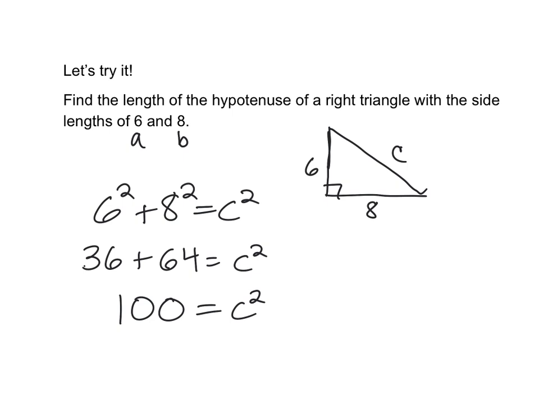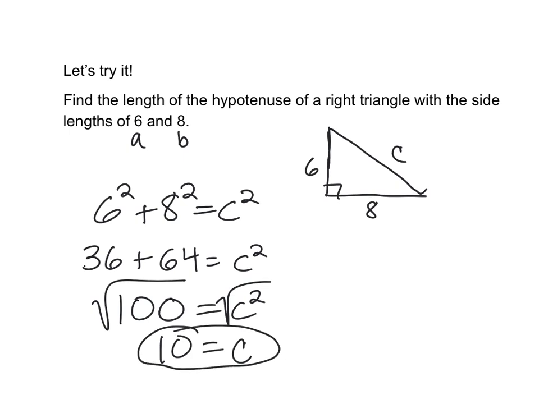But what number times itself gives me 100? Well, the square root of C squared gives me just C, or the value of my hypotenuse, and the square root of 100 is 10. So that means the hypotenuse on this one has to equal 10.